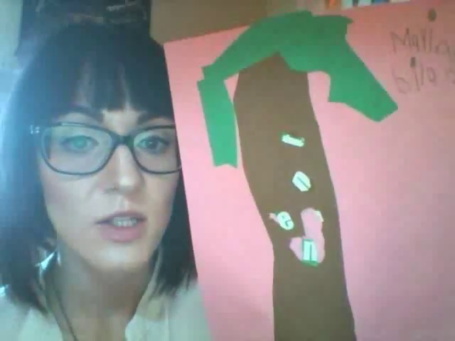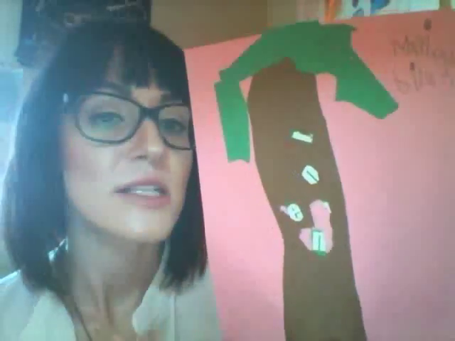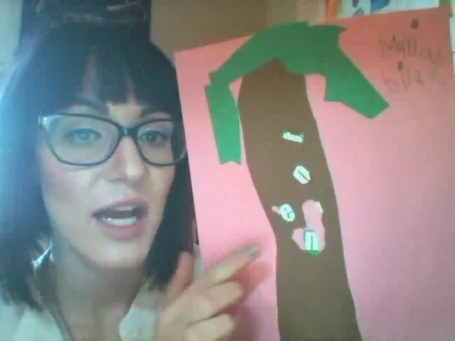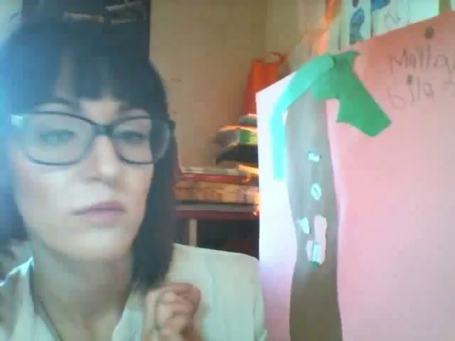And then for the students who were still learning to identify their name and the letters in their name, I modified their assignments. What they were told to do was find letters that they knew. So this specific child, she knows E, and she knows T, and she knows O. And so she found the letters that she knew, and that's what she glued to her tree.